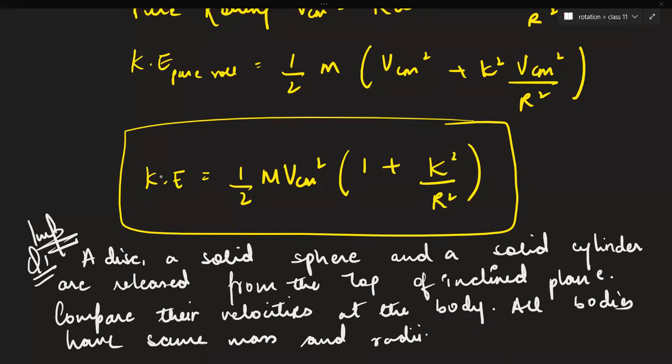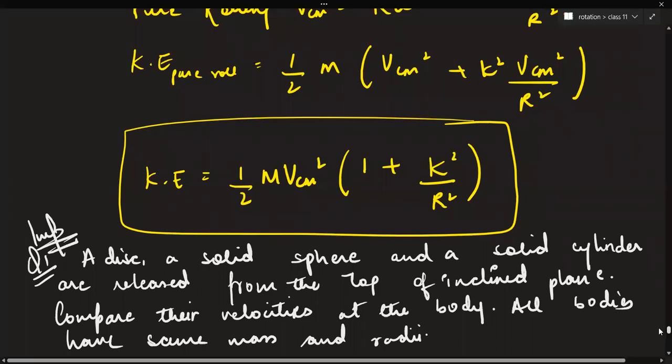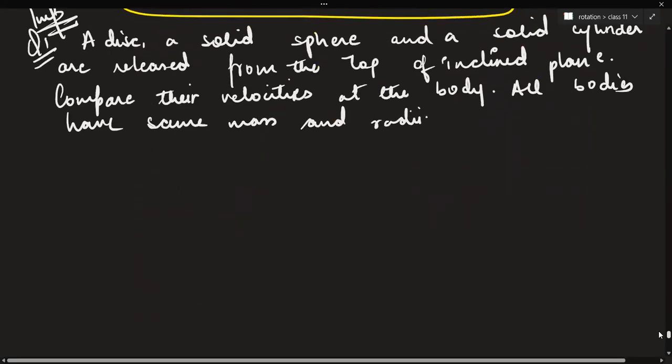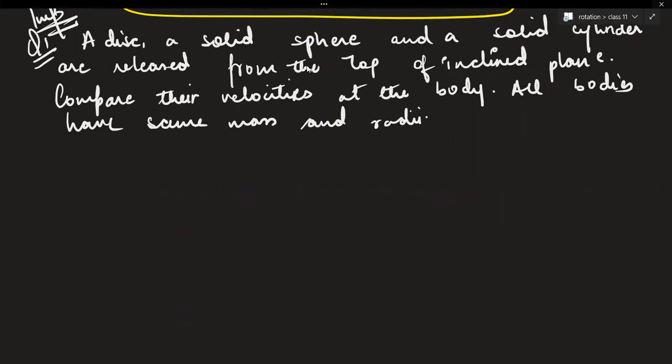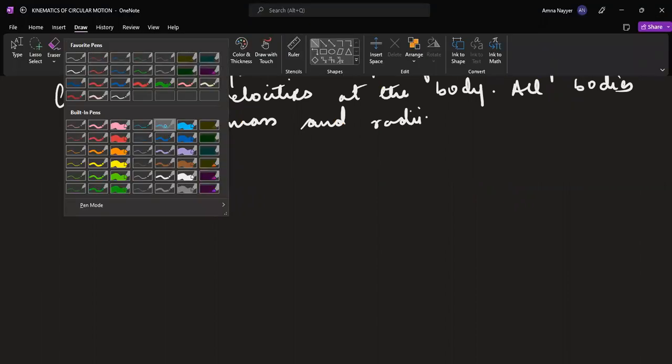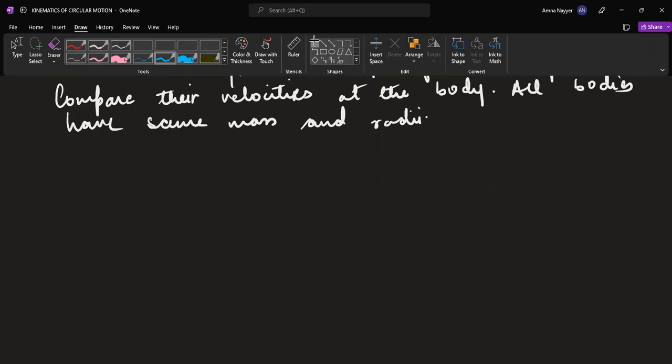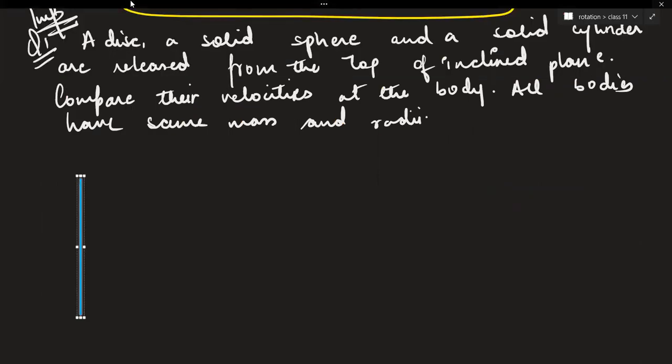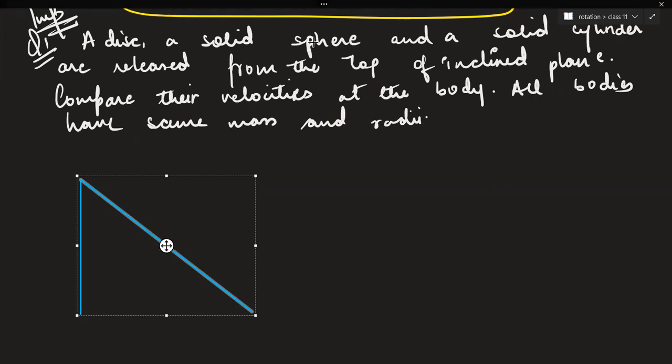This is an important question, and it's a very basic question. In most of the school papers, this question gets repeated. So you have, let's say, an inclined plane. All bodies have the same mass and same radii. From here, let's say they are dropped, and the plane must be inclined at some angle theta, and here the bodies are reaching.